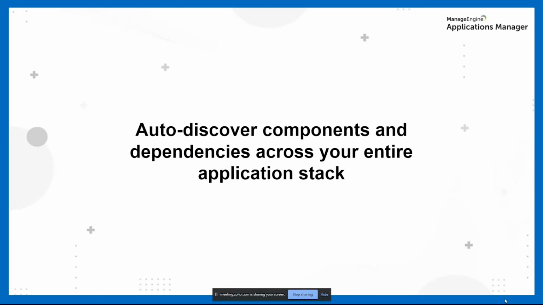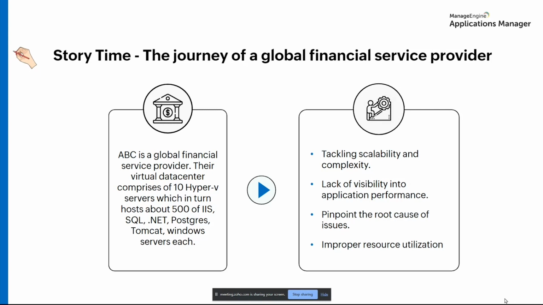The first topic for the day is auto-discovering components and dependencies across your entire application stack. Let us understand this with the help of an example. So we are going to be taking an example of a global financial service provider. Now, ABC is a global financial service provider, and their virtual data center comprises 10 Hyper-V servers, which in turn host about 500 each of IIS, SQL, .NET, Postgres, Tomcat, and Windows Server. Now, we can imagine the complexity in their environment, right?